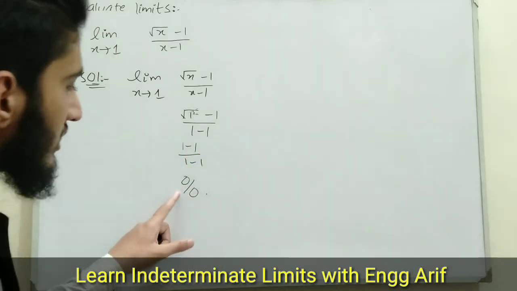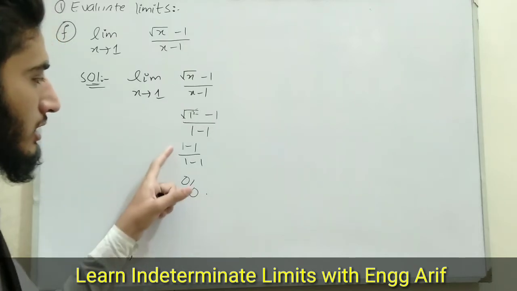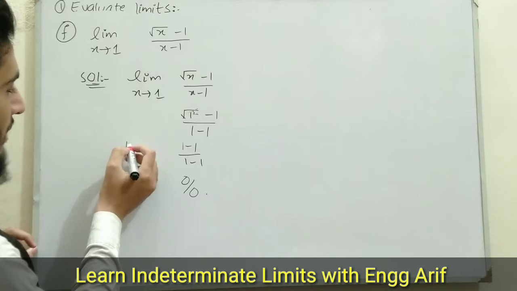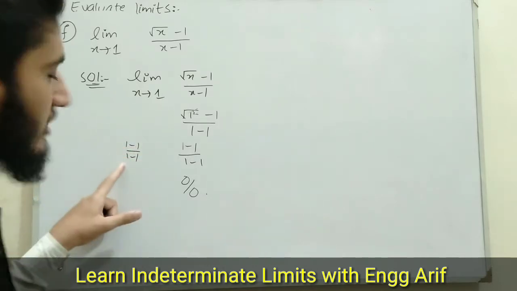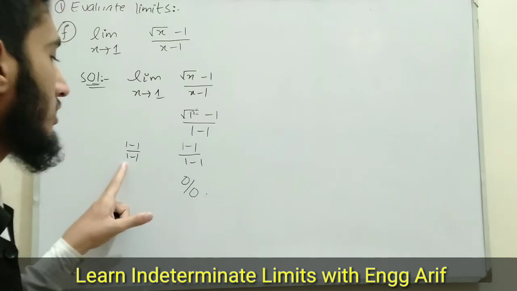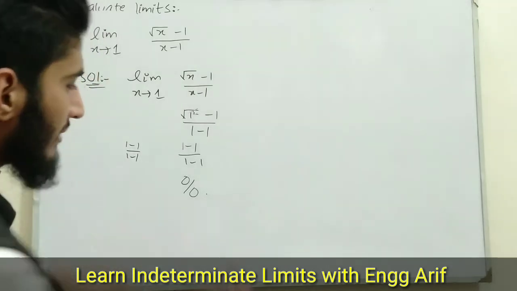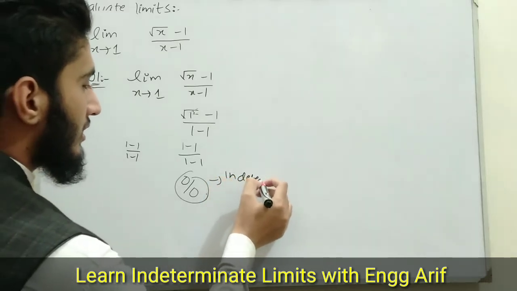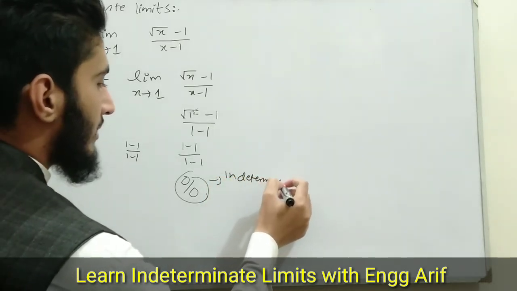So 0 by 0 is not a result. If we put 1 minus 1 over 1 minus 1 in a calculator, it will not give a result or take any specific value. So this form, 0 by 0, is called an indeterminate form.